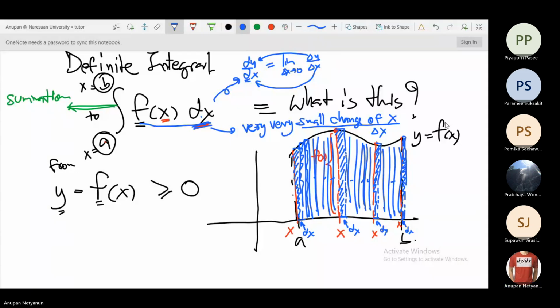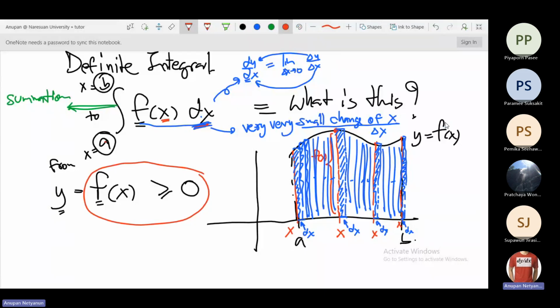The result is going to be the area under the graph. Now, remember that the case we are considering is the case where your function is above the x-axis. That is, your function is always greater than or equal to 0. When you find the area, your area will be positive.